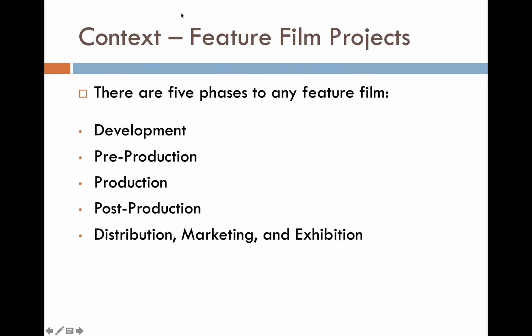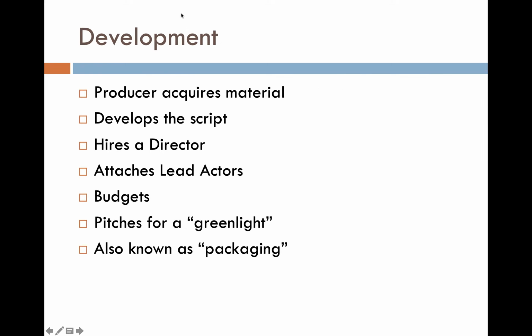I want to go over the 5 phases to any feature film. First, there's the development, the pre-production, the production, the post-production, and then the final stage is distribution, marketing, and exhibition. We have been working on 3 of the stages throughout the entire semester: pre-production, production, and post-production. We're now going to go into detail on what each of these phases are.